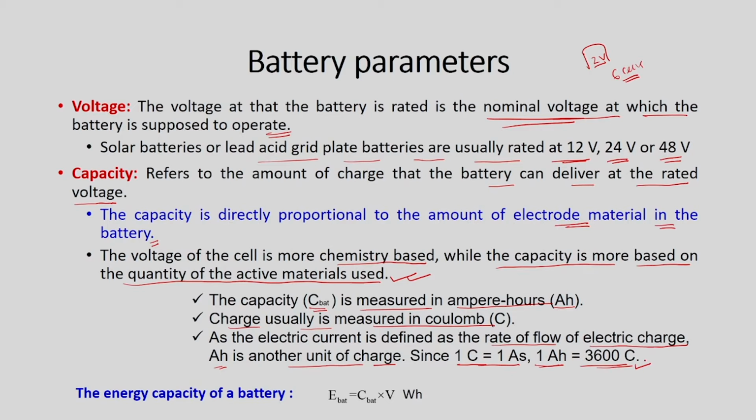Also, we are interested to calculate the energy capacity of a battery. So, how to get it? The energy capacity of the battery can be calculated by multiplying this C bat with the rated voltage. If we know C bat and rated voltage and multiply them, what we get is the energy capacity of a battery, which is very, very important, and it is represented in watt hour. So, capacity is measured in ampere hour, and energy capacity of the battery is measured in watt hour.